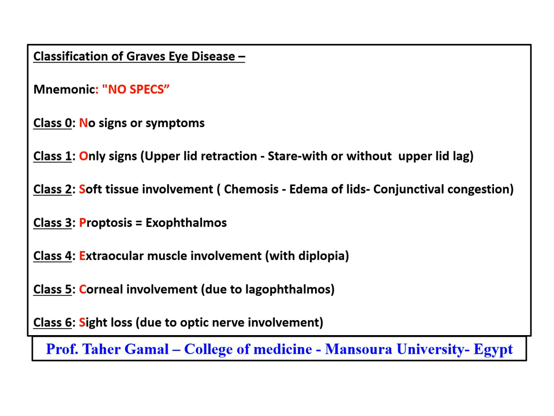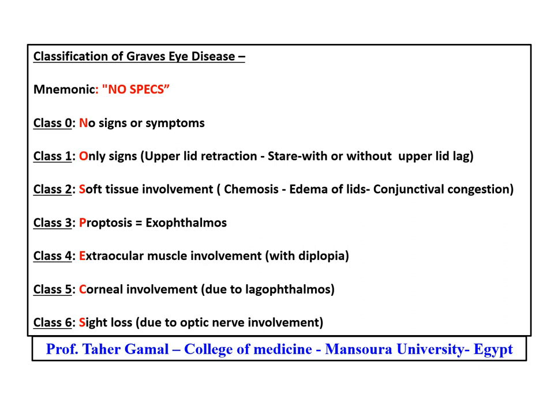Classification of Graves eye disease, NO SPECS. Grade class 0, no signs or symptoms. Class 1, only signs: upper lid retraction, stare, with or without upper lid lag. Class 2, soft tissue involvement: chemosis, edema of the lids, conjunctival congestion. Class 3, proptosis and exophthalmos.